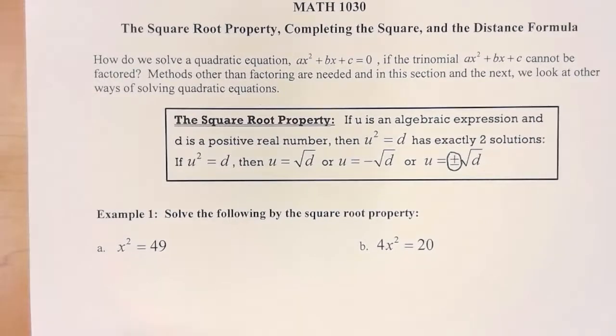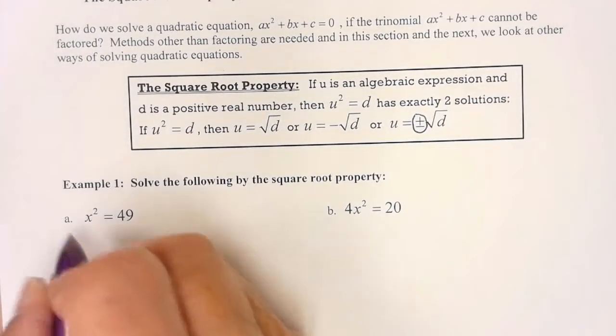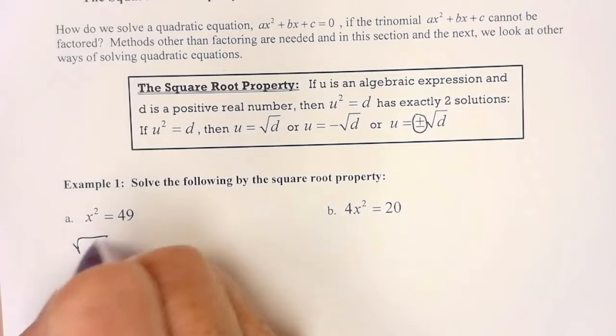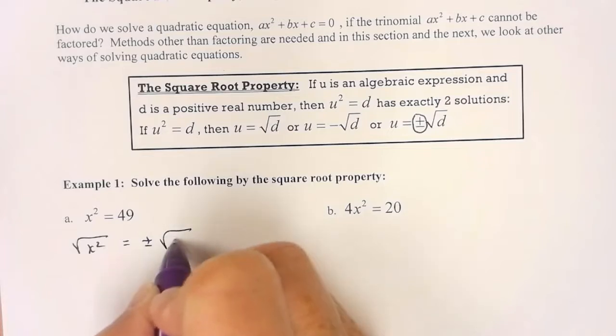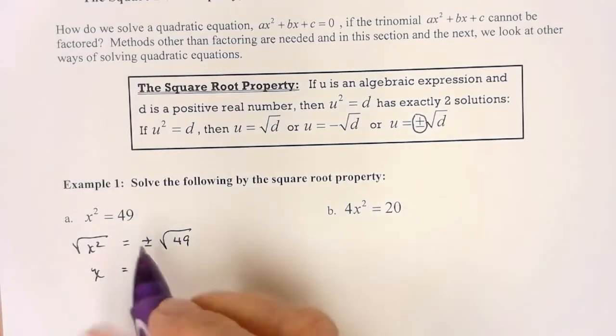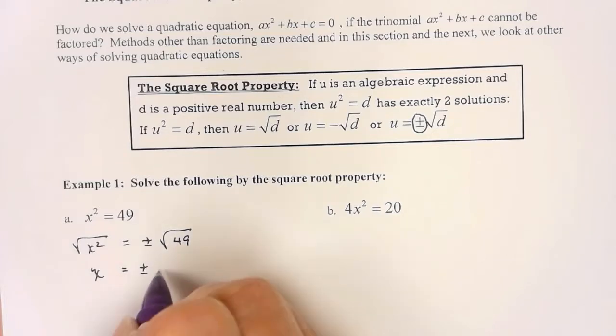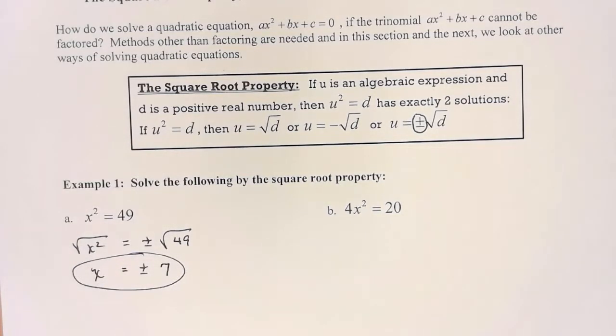So in my first one, I've got x squared equals 49, so I'm going to take square root of both sides. Square root of x squared is x, plus or minus square root of 49 is 7. I could have factored this by bringing the 49 back over, but if you'll notice, this is very quick.